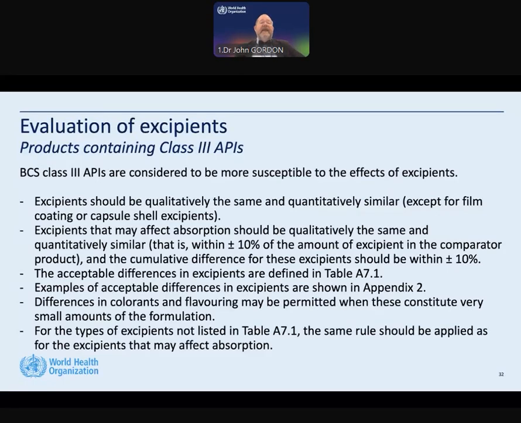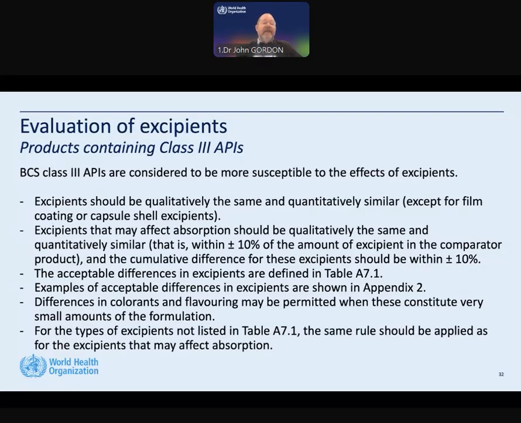For products containing class 3 APIs, it's a little bit more complicated because the risk of making an inappropriate decision is considered to be higher for class 3 APIs, and these APIs are considered to be more susceptible to the effects of excipients. So for products containing class 3 APIs, the excipients should be qualitatively the same and quantitatively similar as the excipients that are in the comparator product. Again, and still, excipients that are critical, that may affect absorption, have to be present within plus or minus 10% of the excipient amount in the comparator product, just like for class 1 containing products.